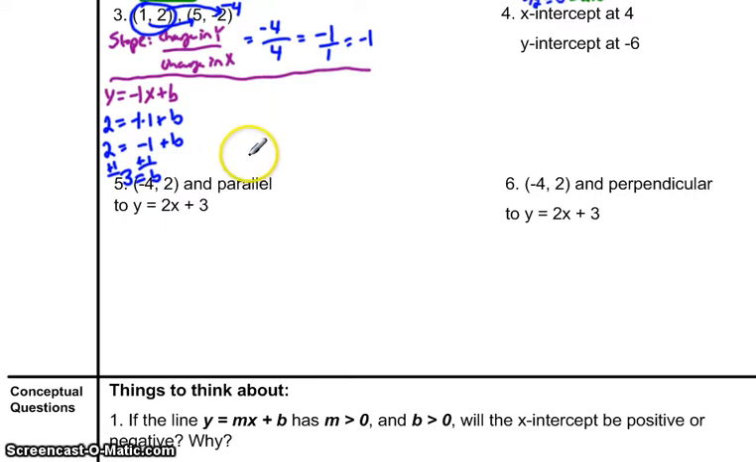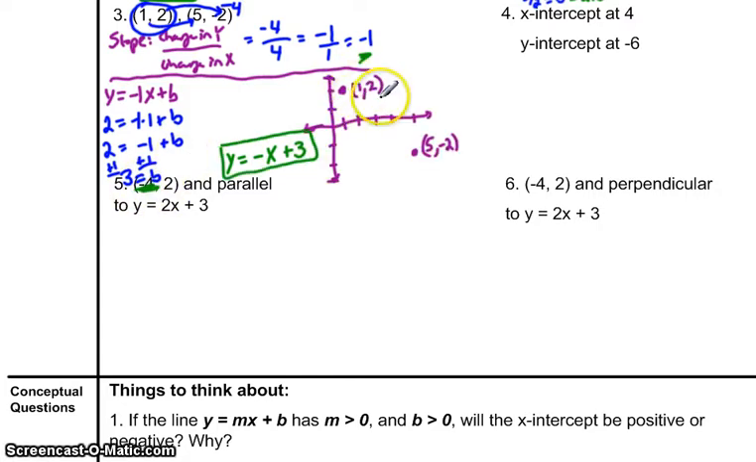So when all said and done, I have an equation of y equals, let's see, my slope was negative 1. Oh, I can write negative x for that, can't I? Y equals negative x, because negative x is the same as negative 1x. Can always put a coefficient of 1 there. So y equals negative x, again from up here, plus 3 for my y-intercept right here.